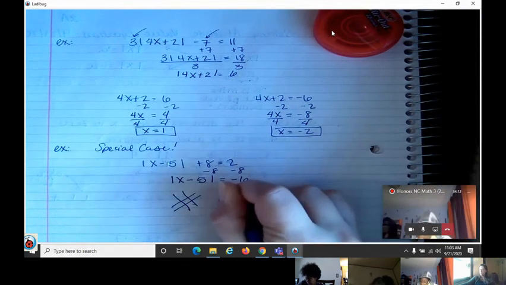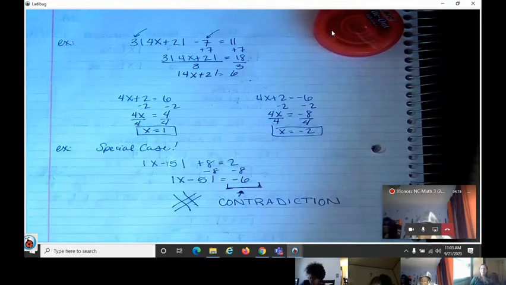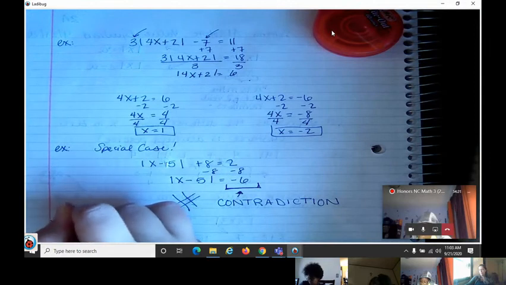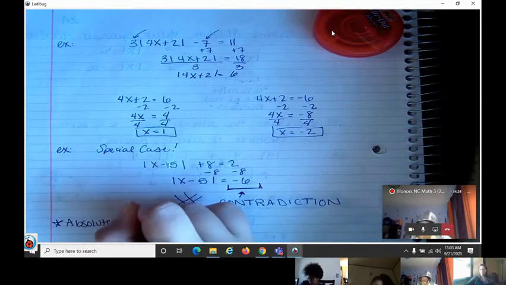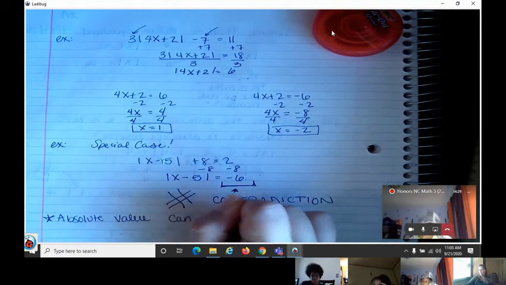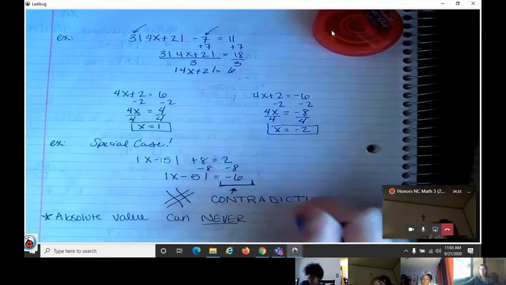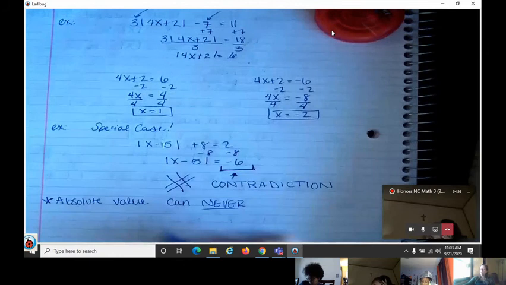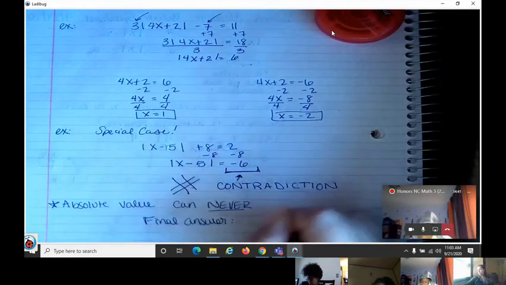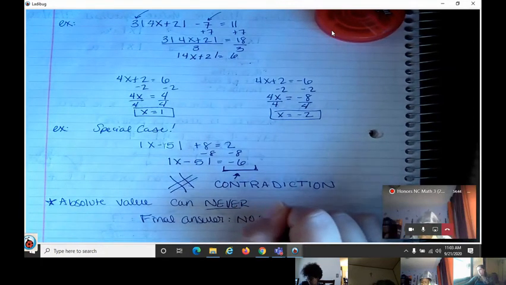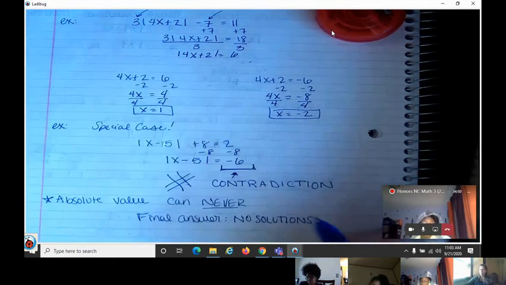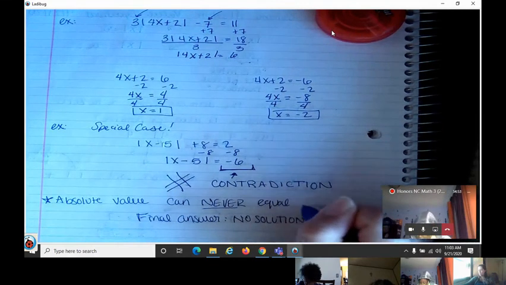And it's right here. We said that an absolute value can never equal a negative number. I'll write that out. So when we get a negative number, it'll be an automatic contradiction, like as the answer? The final answer is no solution. So it can never equal a negative.